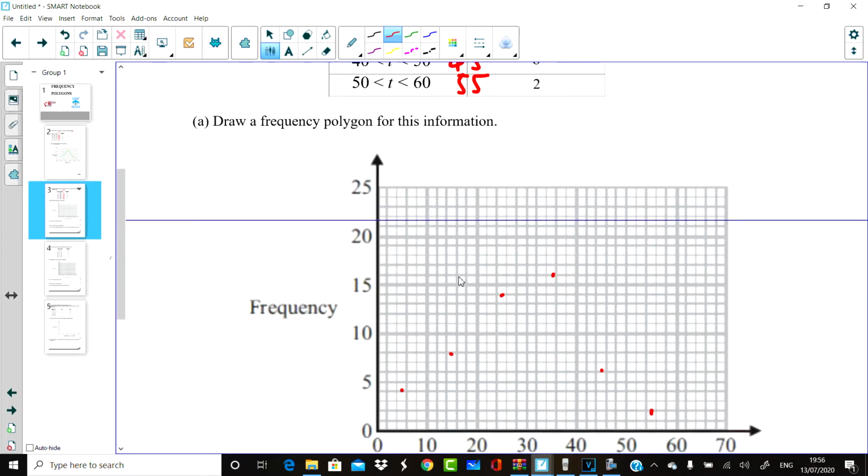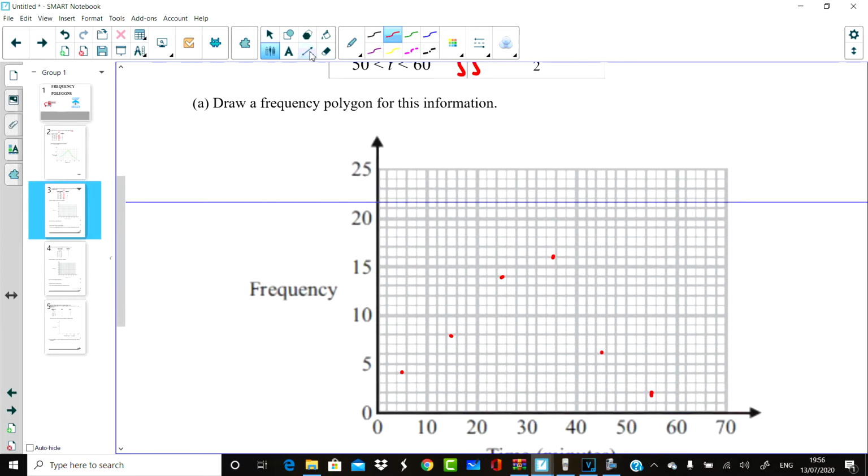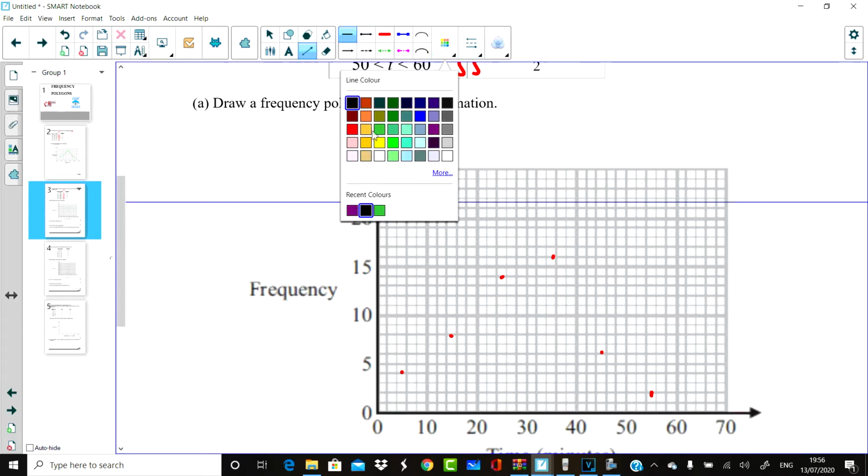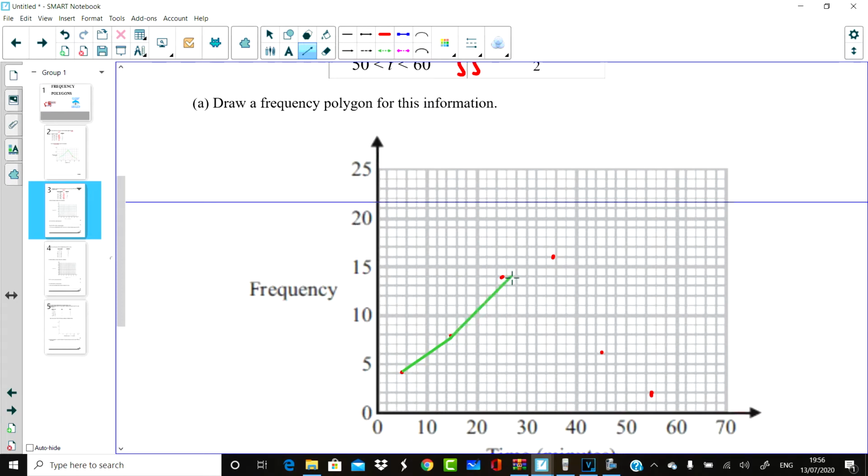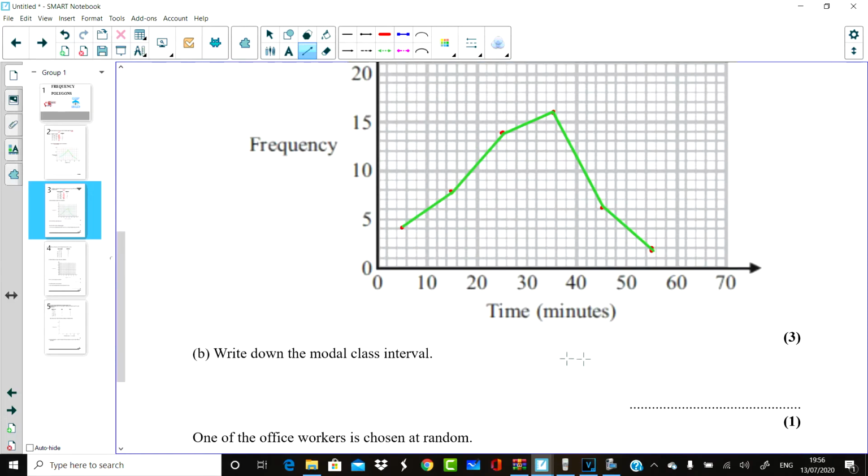Now we're going to connect them using a straight line. And remember not to include the origin, and remember to make sure it's a straight line. So we just connect them with a straight line, from there to there by each point. So we're going point by point and connecting it with a straight line. And your frequency polygon should look something a bit like that. So that's part A done.